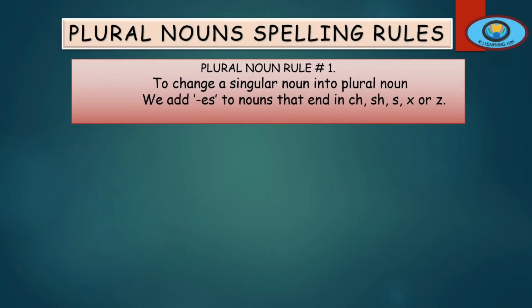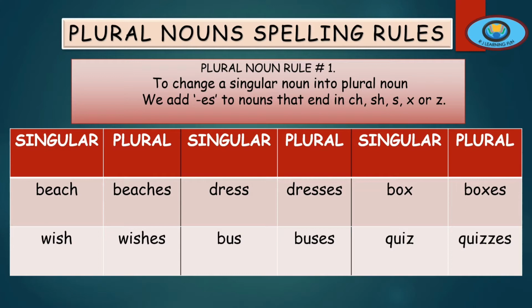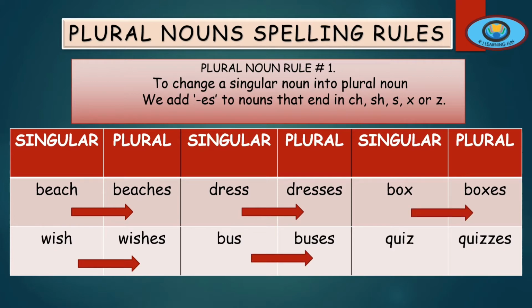Plural noun rule number one. To change a singular noun into plural noun, we add ES to nouns that end in CH, SH, S, X or Z. So if a word is ending in CH, SH, S, X or Z, we will add ES. For example, beach, singular, beaches, plural, wish, wishes, dress, dresses, bus, buses, box, boxes, quiz, quizzes. So all these words are ending in CH, SH, S, X or Z. That's why we have added ES to make them plural.